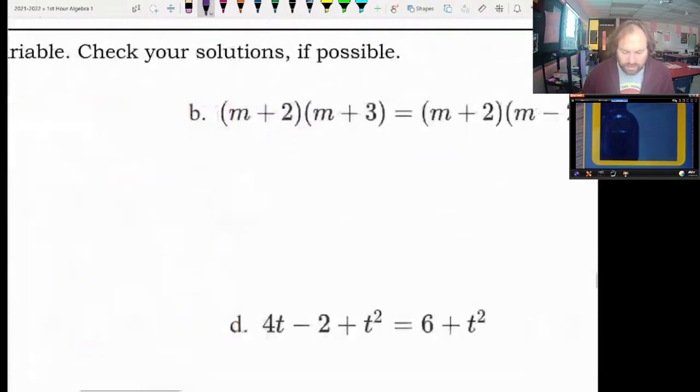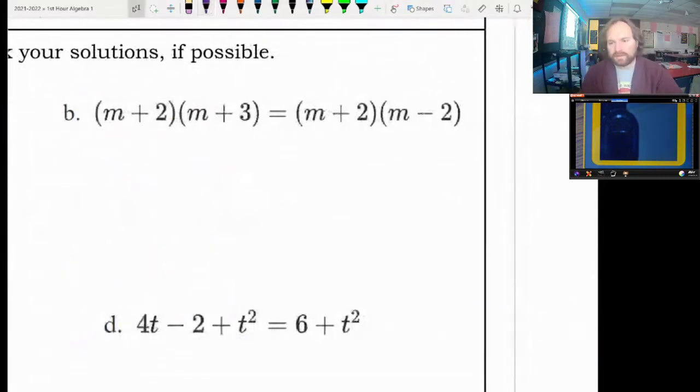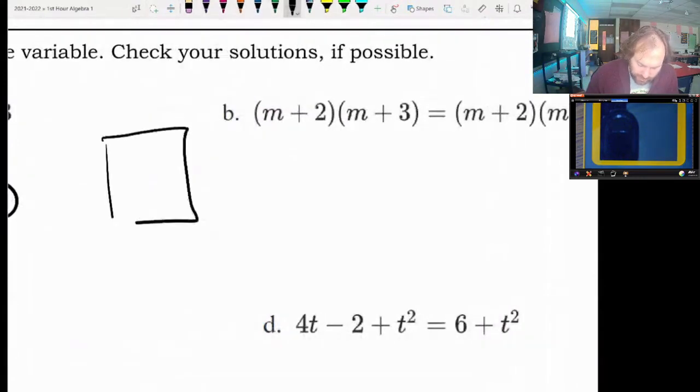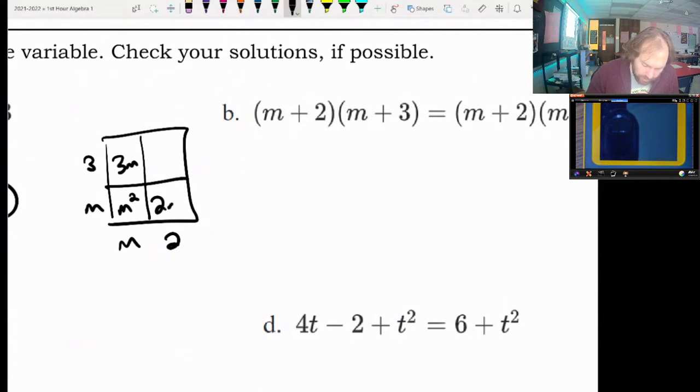Question B. For this question, you might remember a question just like this on the Chapter 3 test. We're going to be multiplying a bunch of stuff together. We've got to do some generic rectangles for this. I'll do a generic rectangle for the first one, just in case, to remind you how to do that. M plus 3 here. You'll have an m squared, a 3m, a 2m, and a 6 when you do the multiplication. So that's m squared plus 5m plus 6 when you combine the like terms together.